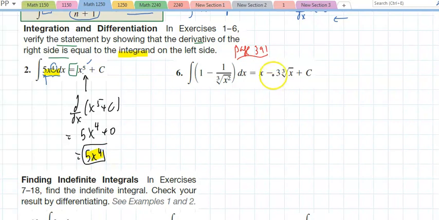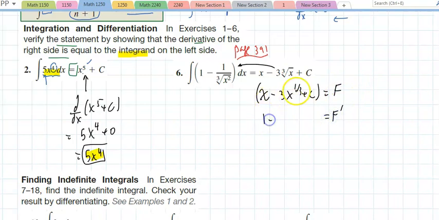Here, they say, well, show that this is the antiderivative of this, meaning if I write this as x minus 3x to the 1/3 plus c, and if I call this capital F of x, if I take a derivative of that, wouldn't that be 1 minus, bring the power down, subtract 1 from the power, plus 0? Wouldn't that be 1 minus 1 over, isn't that the cube root of x squared?